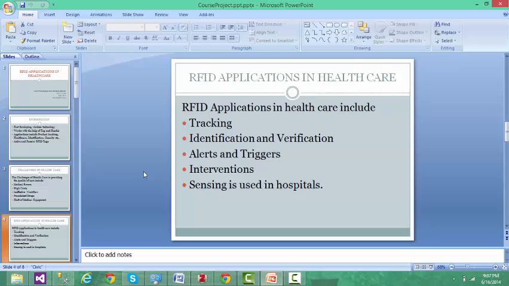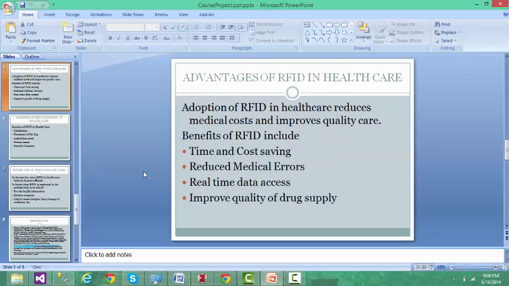And by using the interventions, the automatic discharging of patients, and the time and level of medicine and treatment of the patients can be determined by using RFID. And coming to sensing, it helps the hospitals in protecting the blood supply by sensing its temperature. Advanced monitoring of patients is supported by chemical sensing.